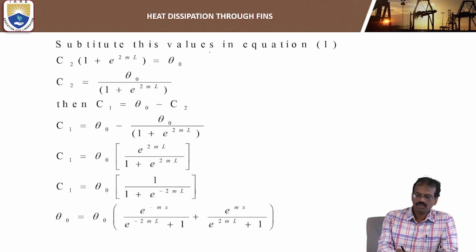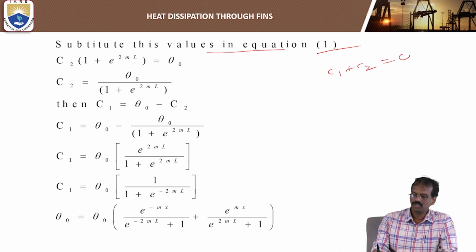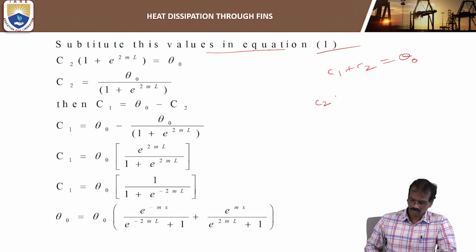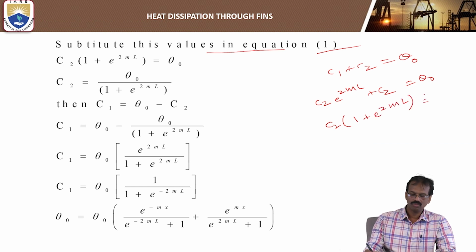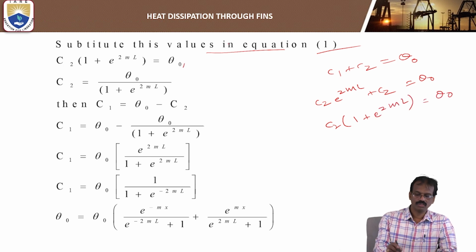So substitute the values in equation 1. What is equation 1? C1 plus C2 is equal to theta naught. Okay. So you know that C1 is equal to C2 e to the power of 2ml. C1 e to the power of 2ml plus C2 is equal to theta naught. Then you can take C2 common: C2 into 1 plus e to the power of 2ml is equal to theta naught.